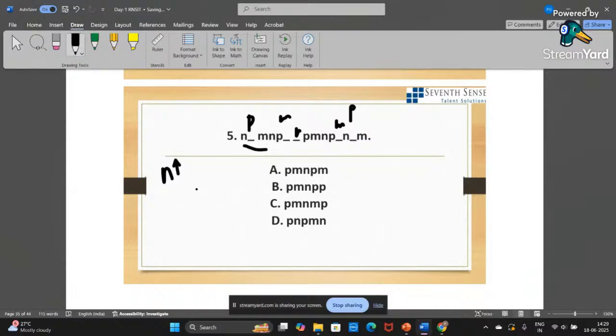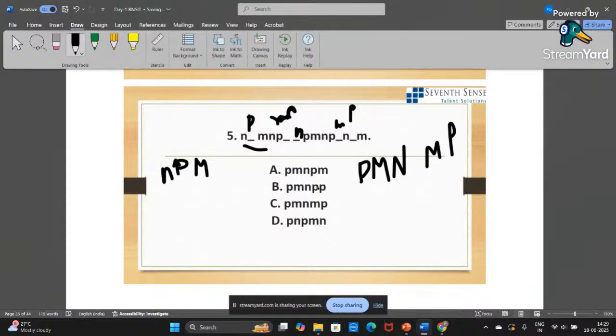The sequence should be N, P, N. Now, P, M. This is N. This is M. Okay, we'll check with the options. First should be P, then it has to be M, then N, M, and P.